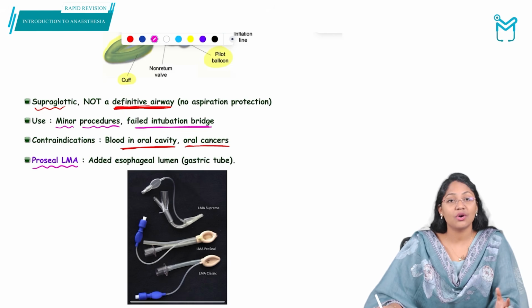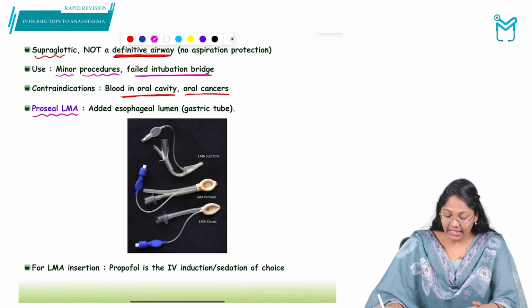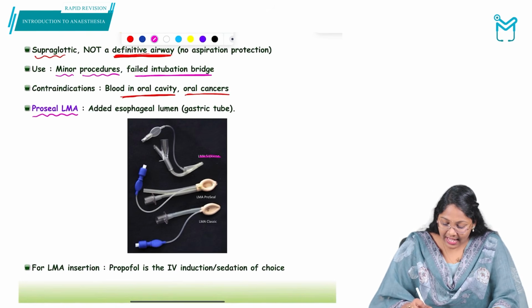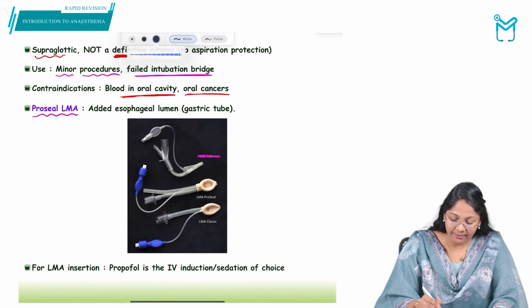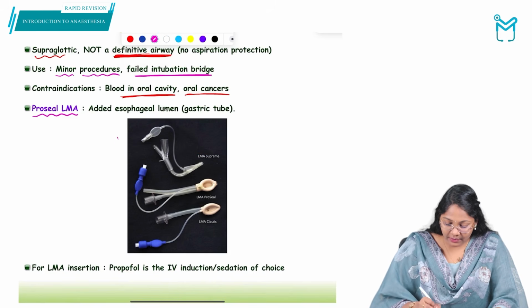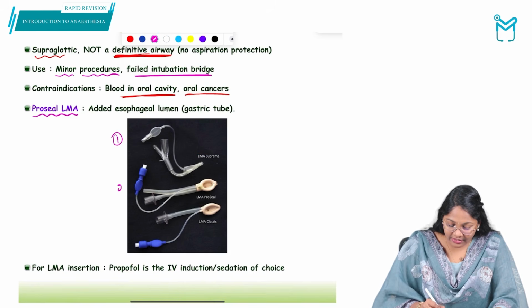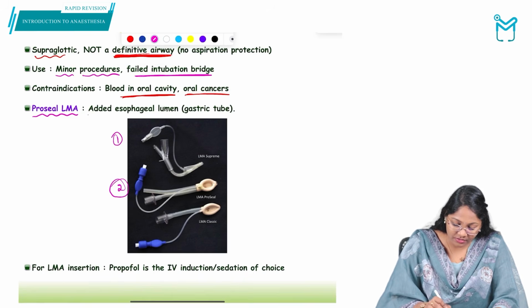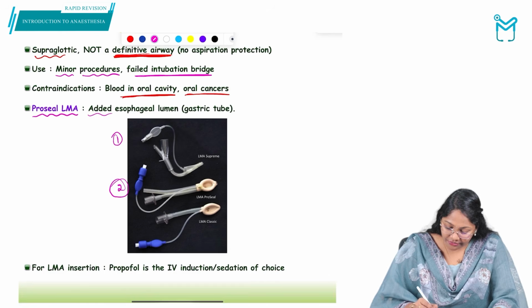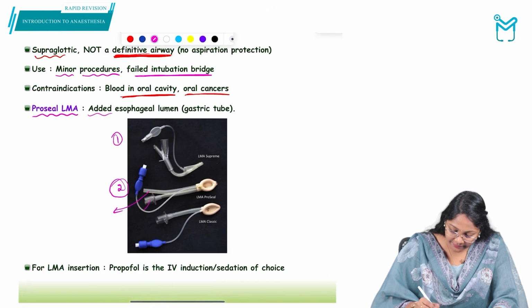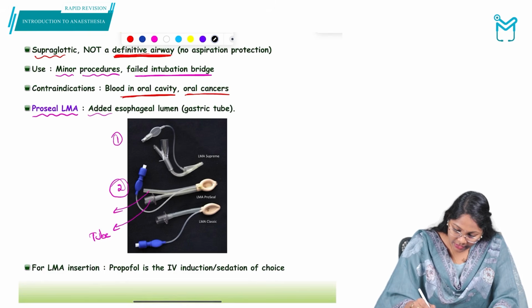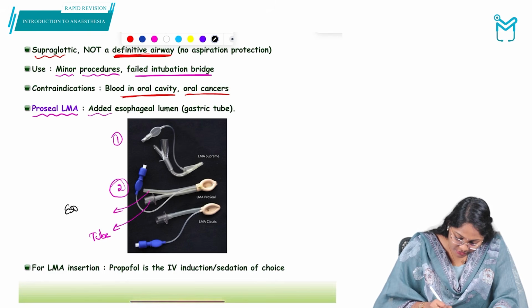This is the most commonly used airway. Here, I have also mentioned the other airways such as the laryngeal mask airway Supreme. The first one is the laryngeal mask airway Supreme. The second one is the laryngeal mask airway ProSeal, where the esophageal lumen has been added. So this is the tube where the addition of the esophageal lumen has been seen.